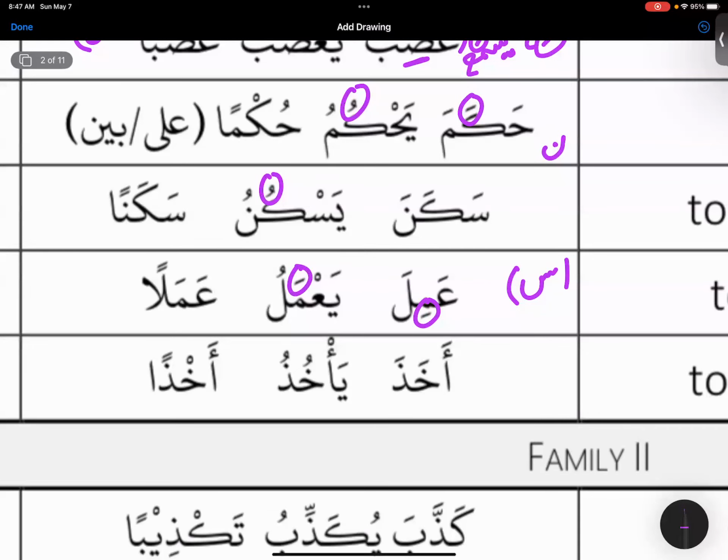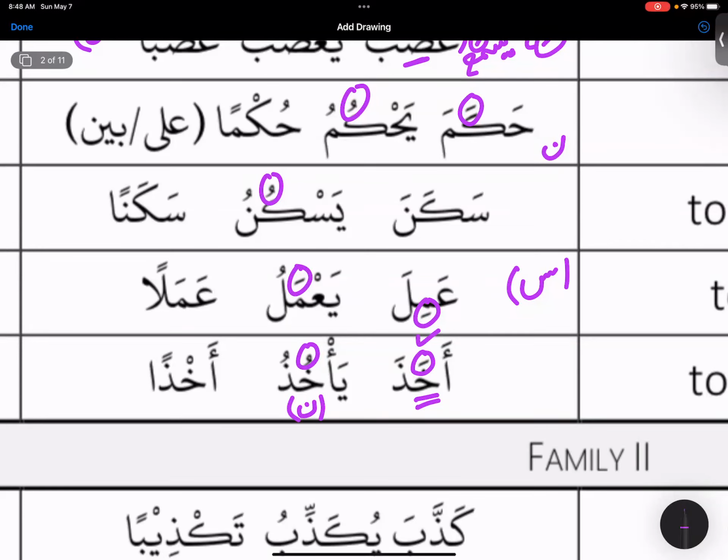Then Akhadha Ya'khudhu. Took, taking something. So he took something and Ya'khudhu, he takes. Now, what Bab is Akhadha Ya'khudhu? Nasara. Not Fataha or Yaktabu. Nasara, because of the Dhamma on the second, middle root letter. So this one has Fatha over here and then Dhamma over here. So that is Bab Nasara.